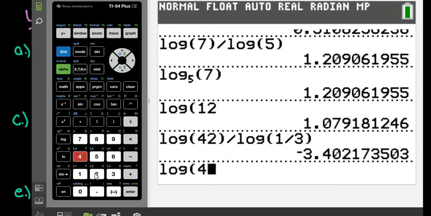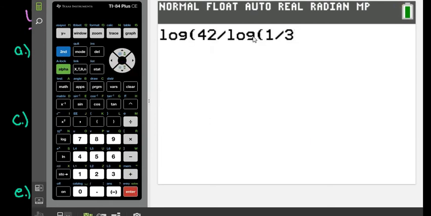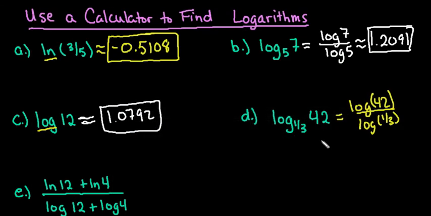So if I just hit log 42 and then divided by log of 1/3, and I never closed my parentheses, notice this one actually gave me an error, and that's because when you're plugging this in, it's going to give you a negative value. So if you're running into problems like that, it's because you forgot to close the parentheses. So just make sure that you do close the parenthesis every time that you are doing this. The last one doesn't matter, it will automatically close it for you. So that would give us our answer, negative 3.4022.